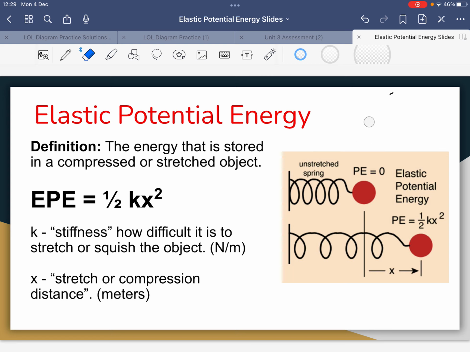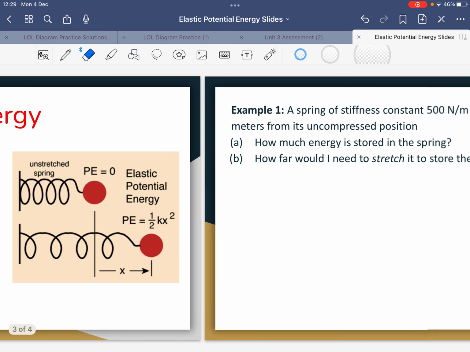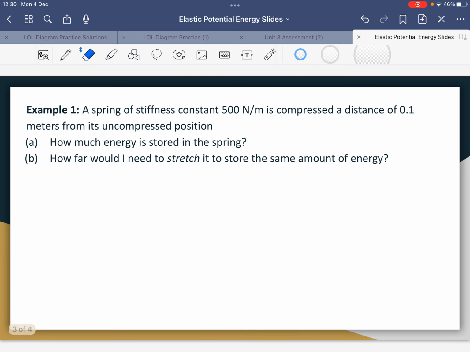So let's go ahead and just look at a couple quick examples. Here, I'm going to grab my calculator, so maybe just read that question while I grab it.